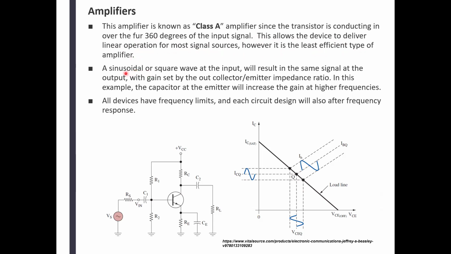A sinusoidal or square wave at the input will result in the same signal on the output, with gain set by the collector emitter impedance ratio. See, we're talking about the impedance now here. The impedance, which is basically a resistance here, over the impedance here, this divided by that is going to give you the gain. And with this one here in the picture, that impedance becomes much smaller than this resistance, which is mostly a resistance. Then, of course, the gain is going to be bigger.